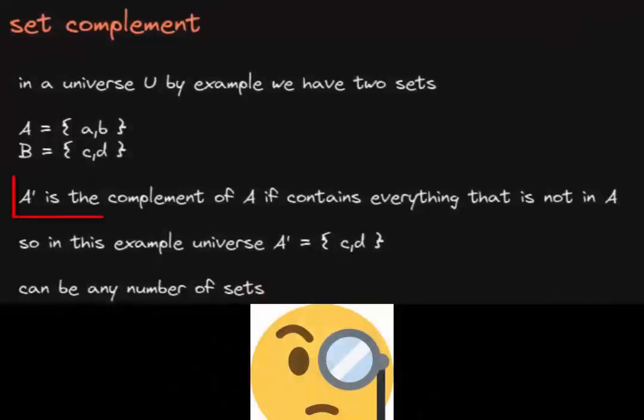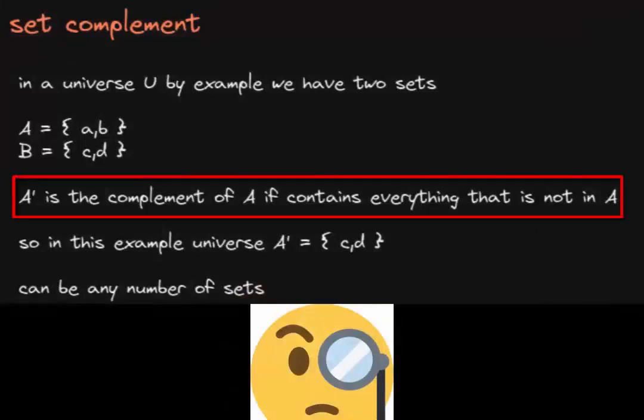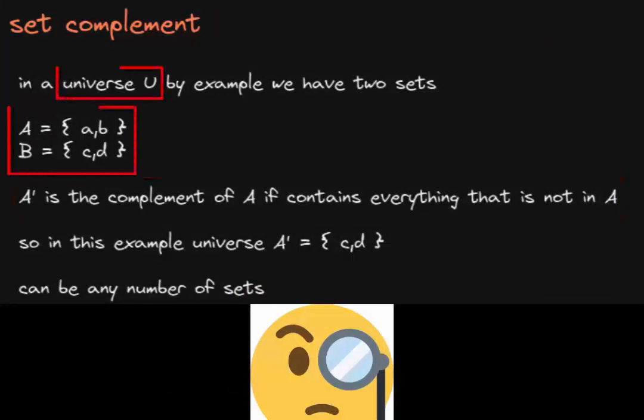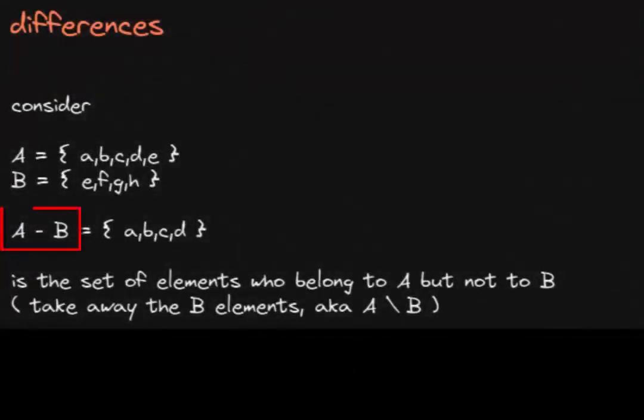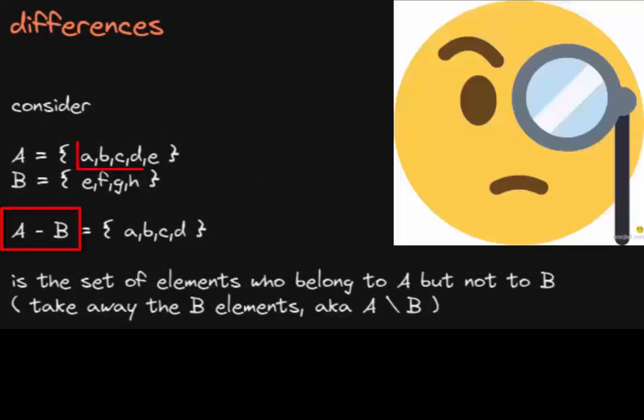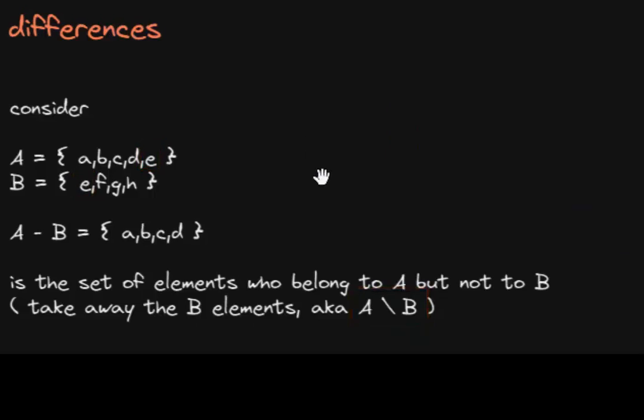The set complement is composed of everything in the universe not inside the set. In this example universe, the A complement is every element not inside A and is represented by a single quote. The difference between two sets is composed of the first set's elements without the second set's elements. In this case it is all the A elements without the E that is common to both sets. Some people like to refer to the difference as A/B, but that is up to you.